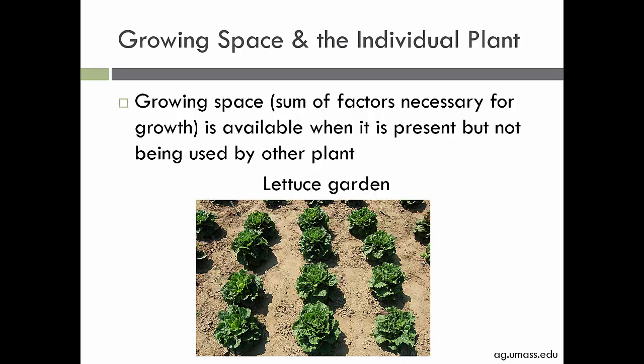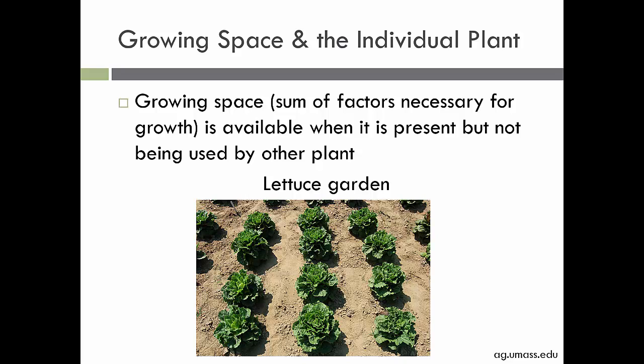So growing space and the individual plant. So we have this idea of growing space and the stand, growing space and the forest. We also have to think about growing space and the individual. So this is kind of where we're going to, again, balance this growth of the stand versus growth of the individual. And we'll continually talk about this and continually use this as we build our silvicultural toolbox. So growing space, again, is the sum of the factors necessary for growth, available when it's present but not being used by other plants.